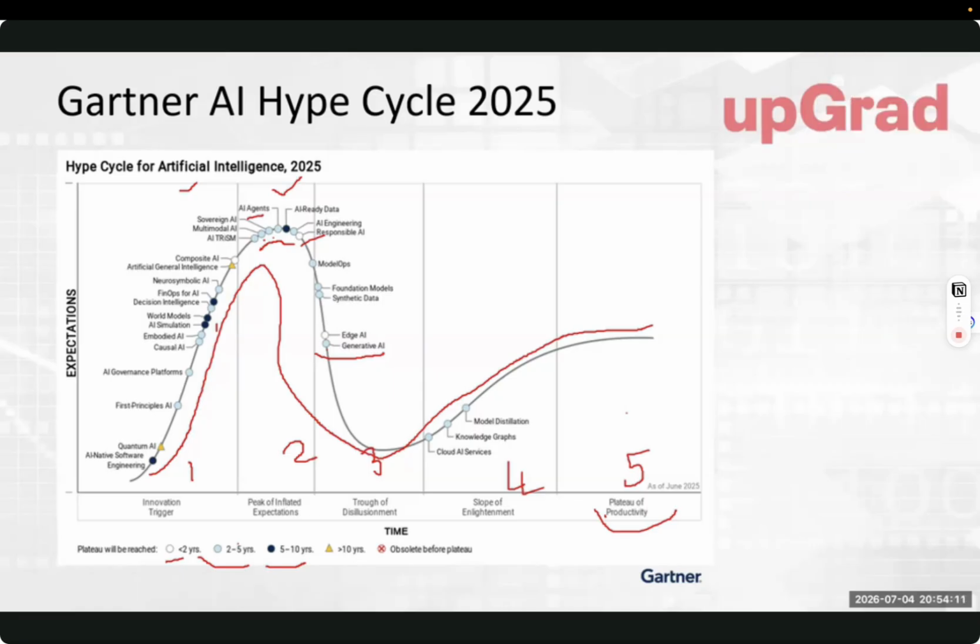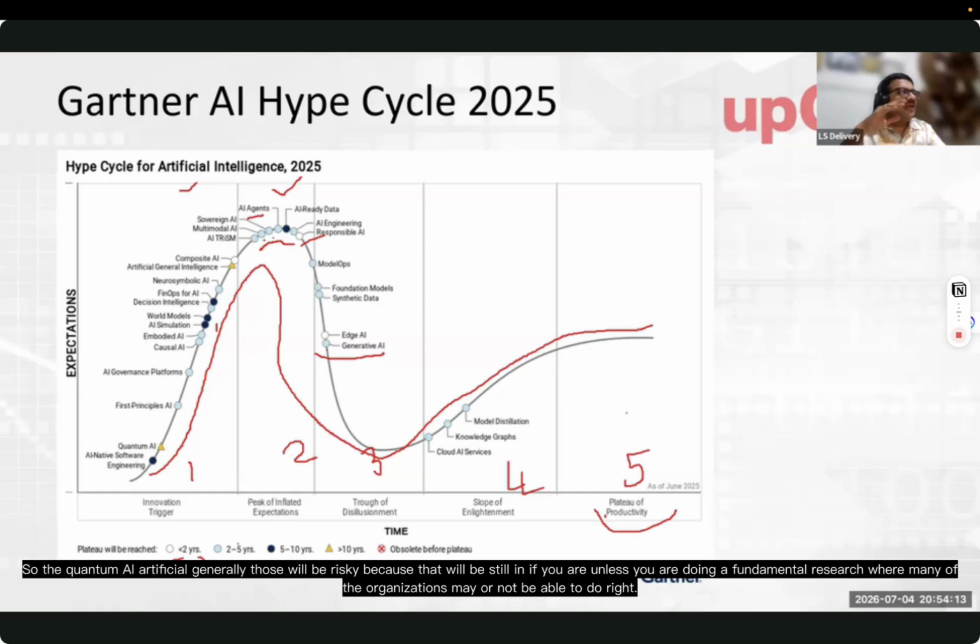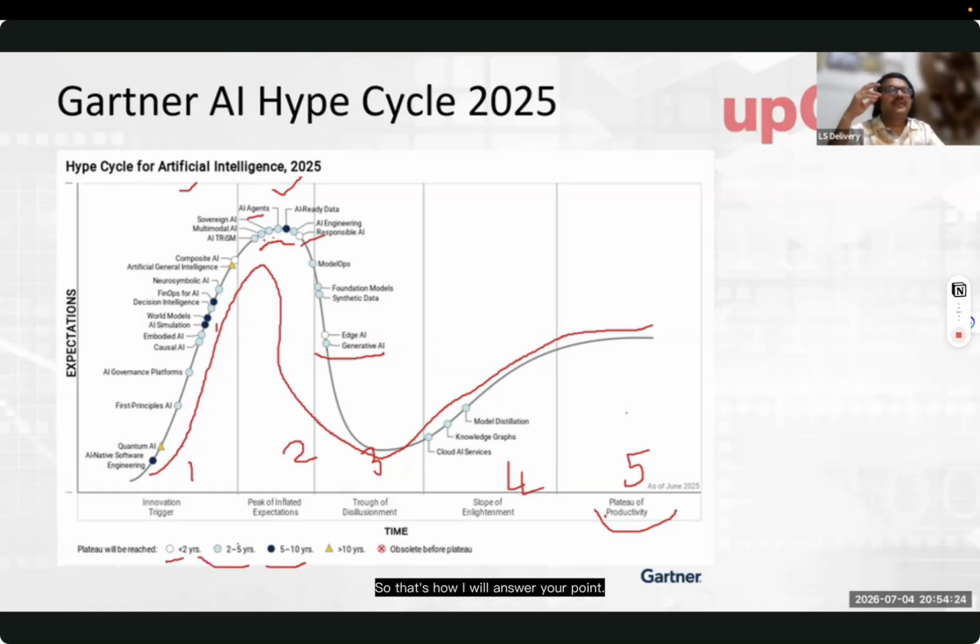So quantum AI and artificial general intelligence will be risky, because that will still be in research, unless you are doing fundamental research, which many organizations may or may not be able to do, right? So that's how I will answer your point.